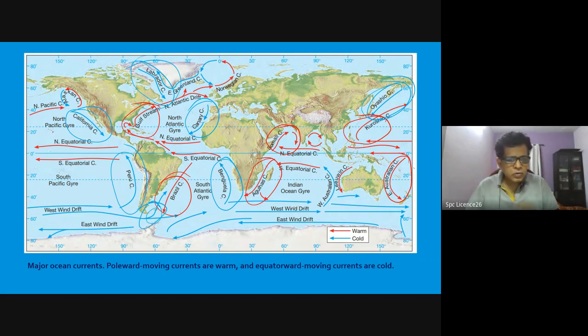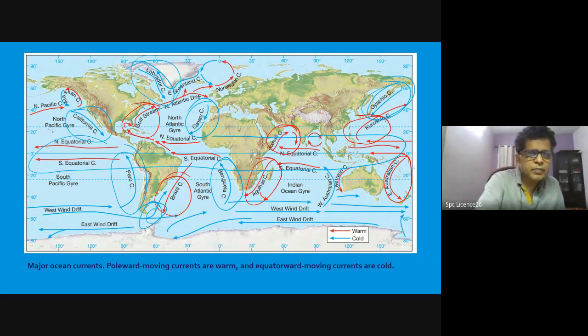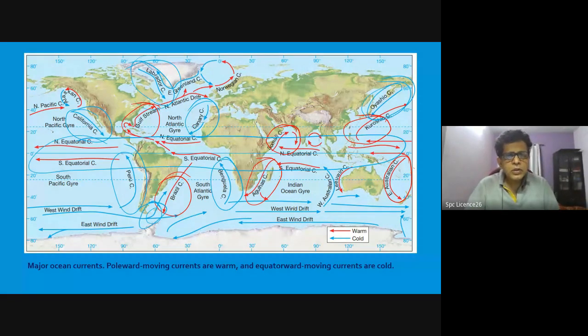Why is it? The source of all this happens near the equator. It starts from the equator, let me tell you. And you'll see that all these arrows on the equator are flowing from your right hand side to the left hand side. That means they are flowing from the east to the west. What initiates this westward direction of these warm waters along the equator? Let me tell you that this is the rotation of the earth.